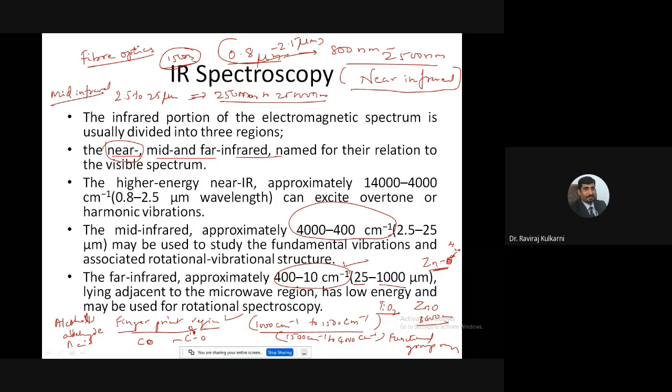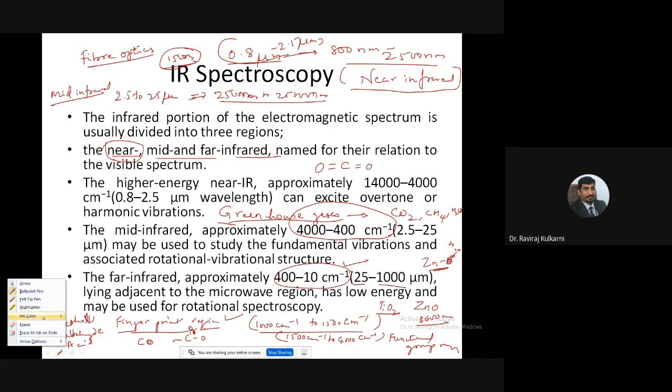For example, you might have heard about greenhouse gases. What are greenhouse gases? Anyone? Carbon dioxide, methane, water. They're called greenhouse gases. Why are they called greenhouse gases? They increase the temperature of the atmosphere. How do they increase the temperature of the atmosphere? For example, carbon dioxide is there in the atmosphere.